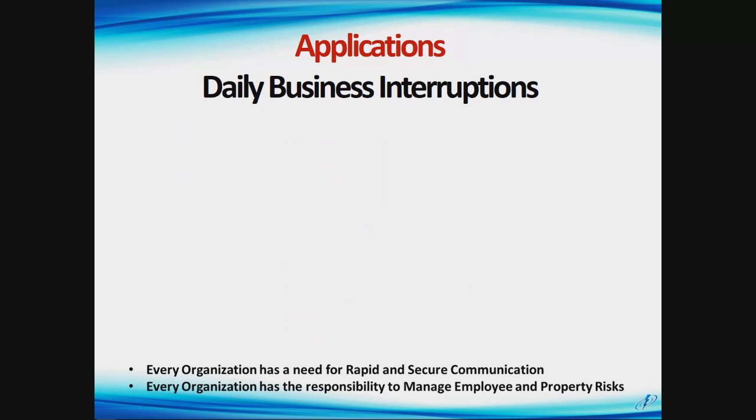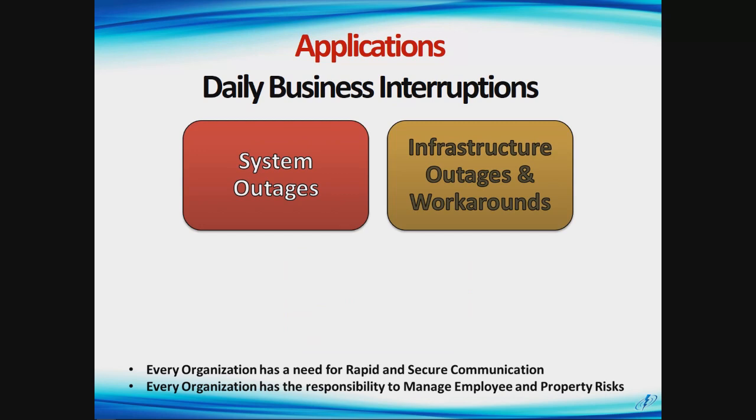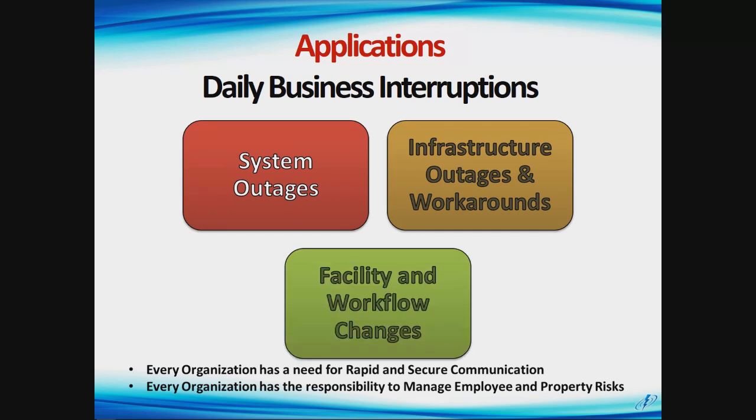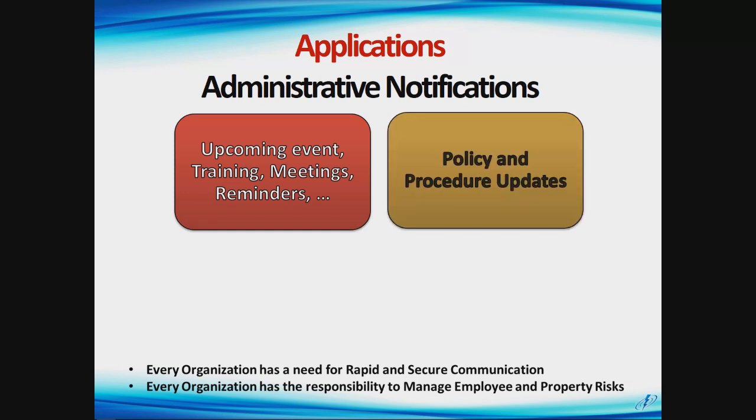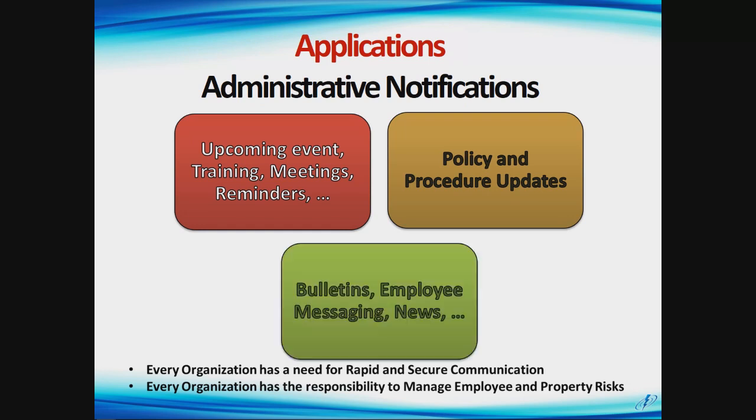On another scale, system outages, infrastructure outages, server outages, workarounds, facility and workflow changes, administrative notifications. What about upcoming events? Maybe you just want to send a notification out about some training sessions or meetings to make sure that everybody shows up. You might have important business policy and procedure updates relevant to your user community. And on the lower end, bulletins, employee messages, and making sure everybody shows up to the next company luncheon.